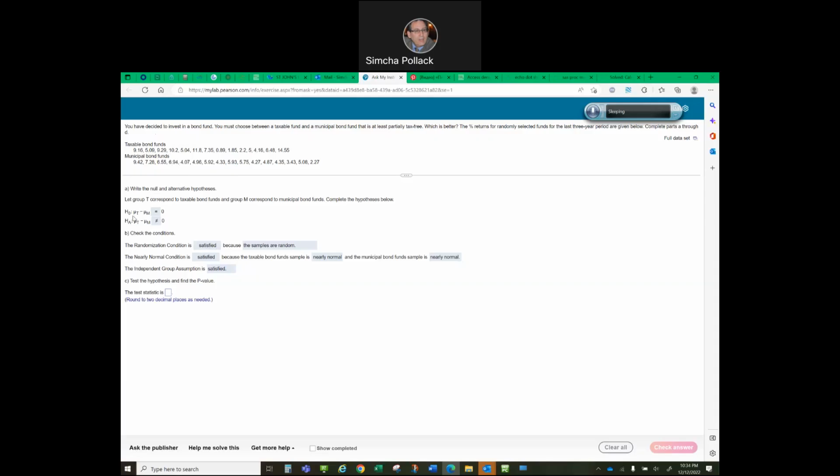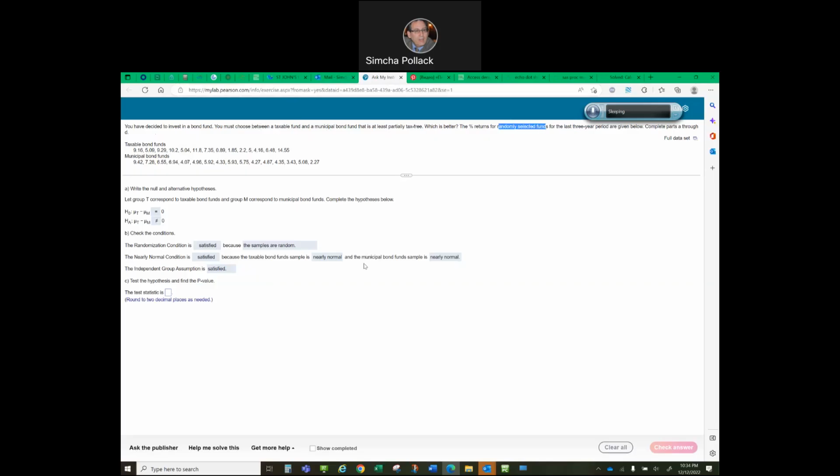The null hypothesis is that the average of the T group, taxable, and M, municipal, are equal. Usually we write it as mu T equals mu M, but if you subtract them, you get the same idea, and the alternative is not equal to zero. There's no direction here. The randomization is satisfied because the samples are randomly selected.